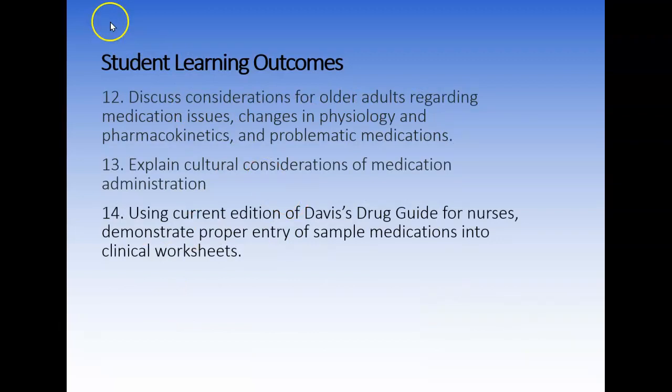And if it weren't more, we have discussing considerations for older adults regarding medication issues, changes in physiology and pharmacokinetics, and problematic medications. We'll explain cultural considerations in all of this, and we'll use the current edition of Davis's Drug Guide for Nurses in order to do that. This is a course that's intended for first semester nursing students, and so we'll get into that right away.